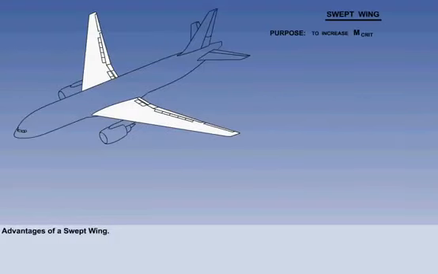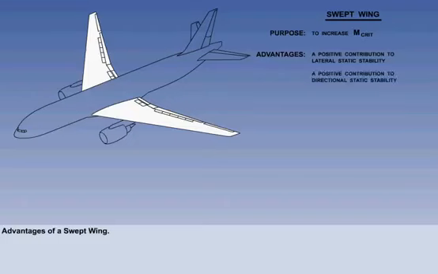Let's summarize the relevant facts about a swept wing. Its purpose is to increase the critical Mach number. Its advantages are: it gives a positive contribution to lateral static stability, a positive contribution to directional static stability, and decreased sensitivity to gusts and turbulence.